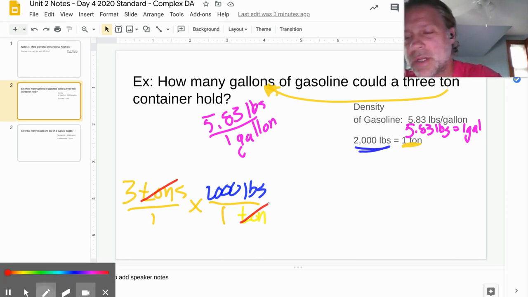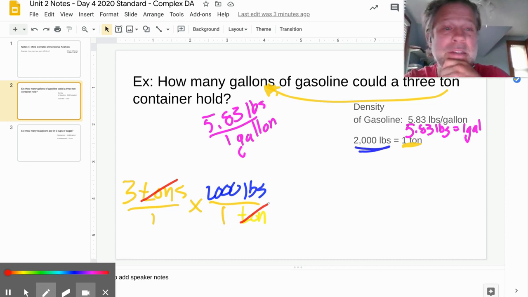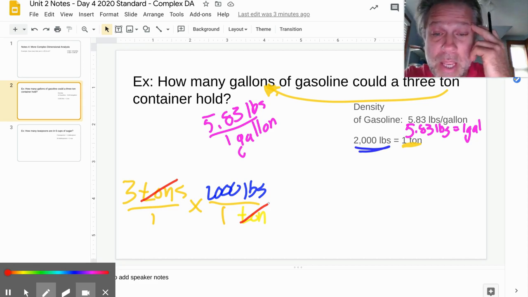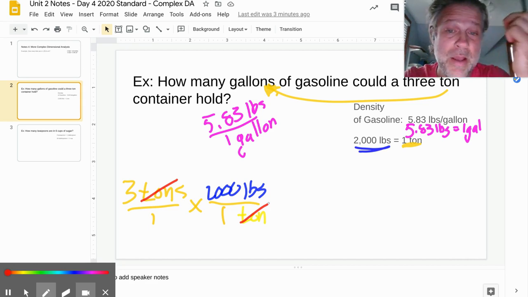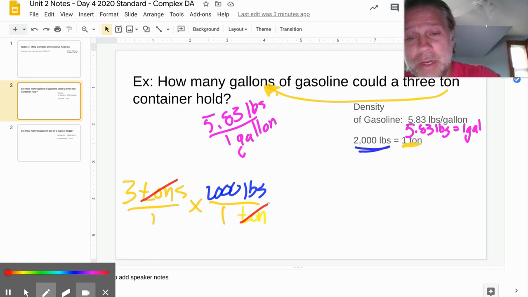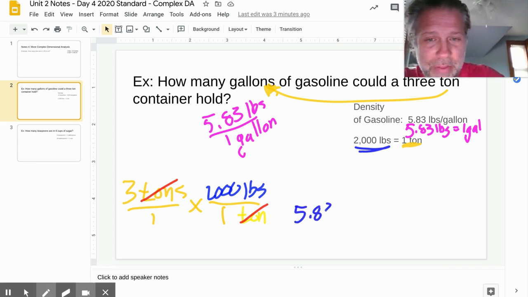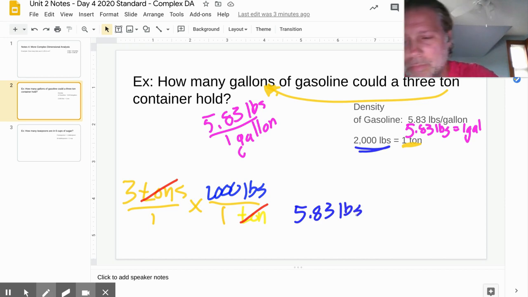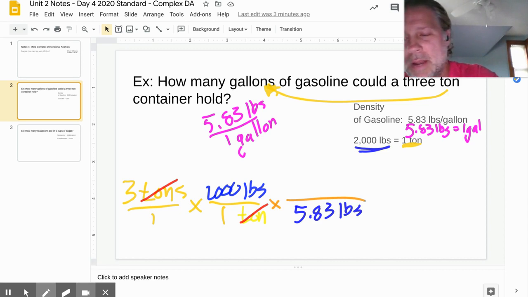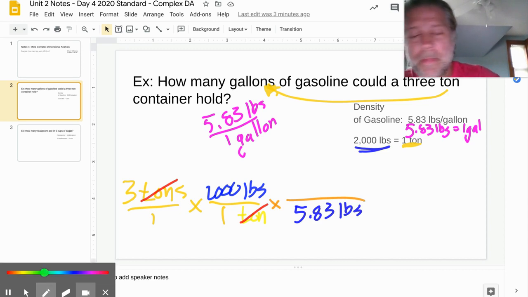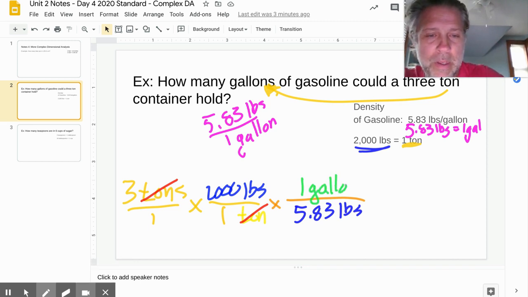So now what I'm going to do is use my density of gasoline relationship, which says 1 gallon is equal to 5.83 pounds. And I'm going to set it up so that the pounds cancels out. So I'm going to use the 5.83 pounds, put it on the bottom. Got a little ahead of myself, got really excited. And then I'm going to take the 1 gallon and put it on the top.